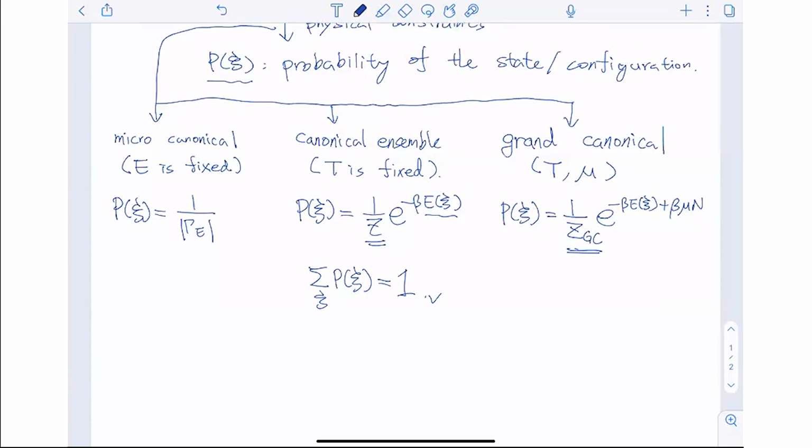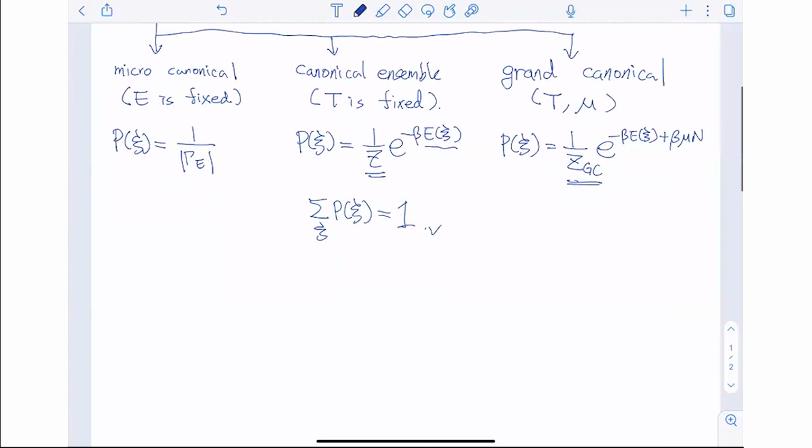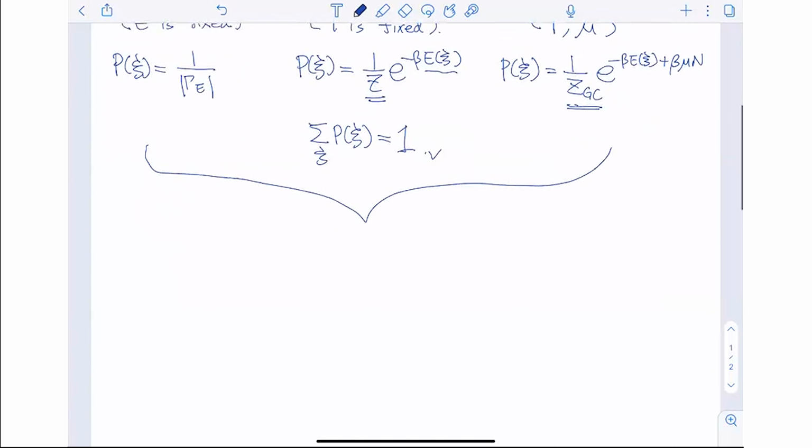Okay. So we said, all these different ensembles can actually be understood using the generalized ensemble scheme.